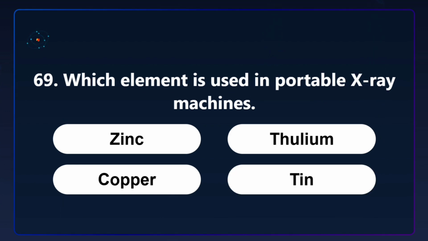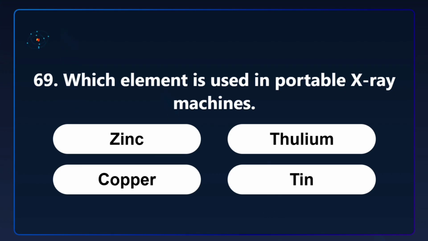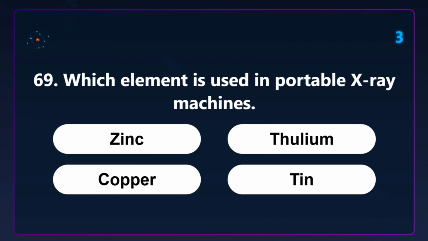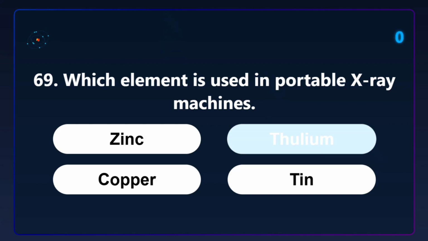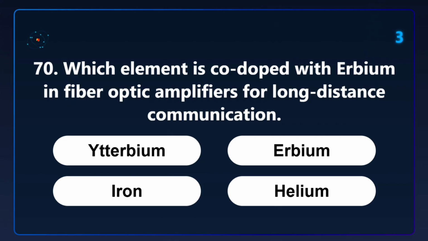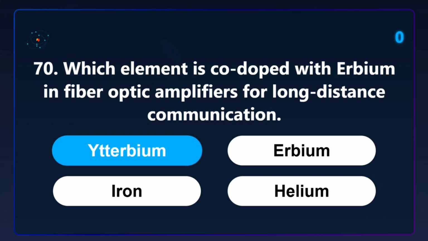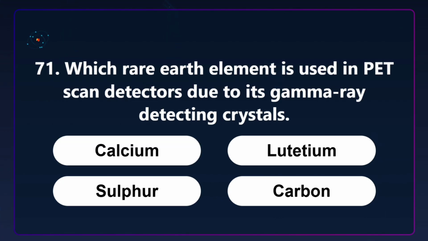Question 69. Which element is used in portable X-ray machines? The answer is thulium. Question 70. Which element is co-doped with erbium in fiber optic amplifiers for long-distance communication? The answer is ytterbium. Question 71.